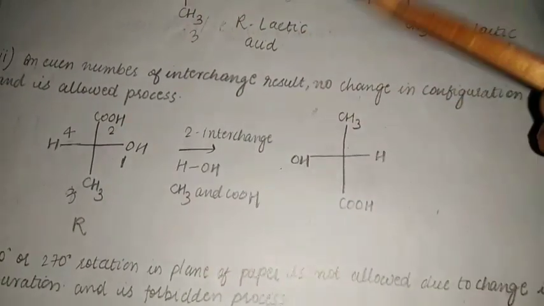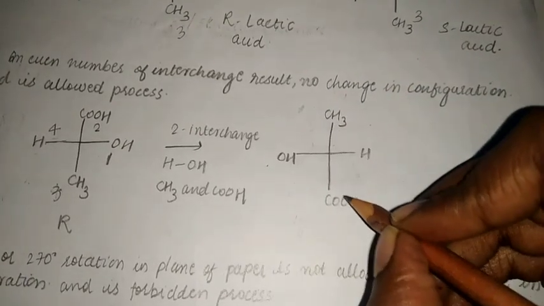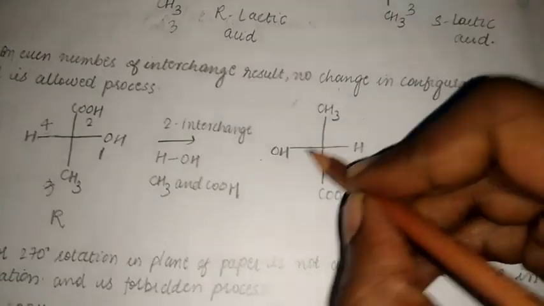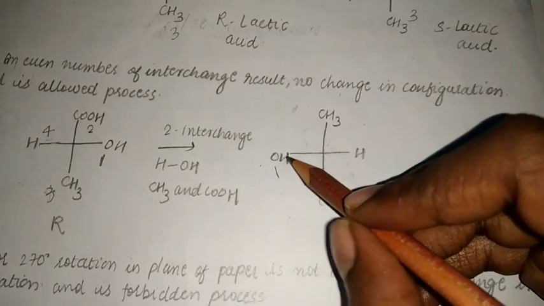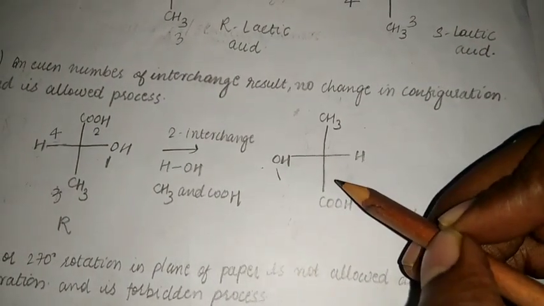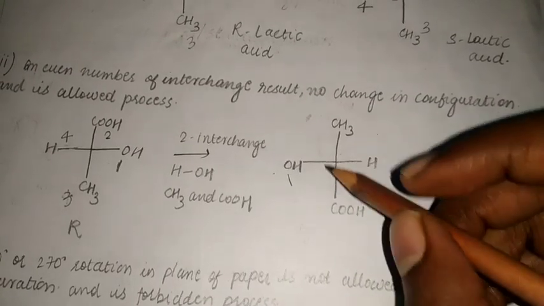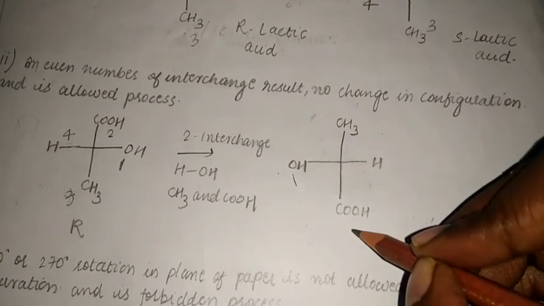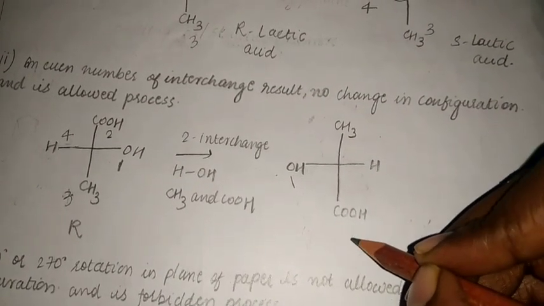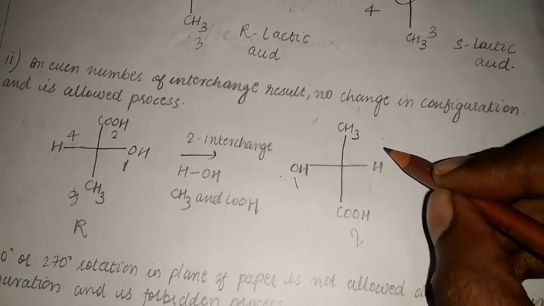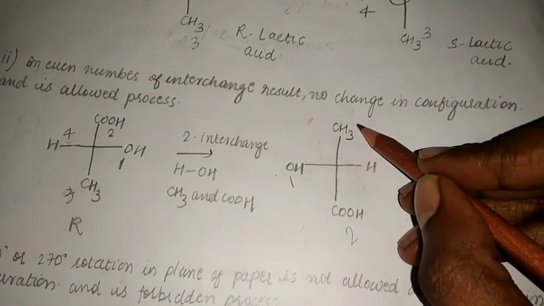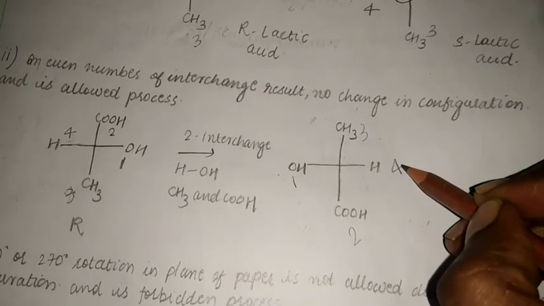Similarly, we will do it here upside down, and we can see the numbering is changed. Here it goes 1. We have already studied how the numbering is done. You can watch the previous videos for reference. Now here the carboxyl group becomes 2, the methyl group becomes 3, and it becomes 4.